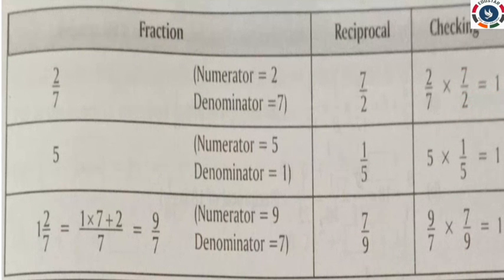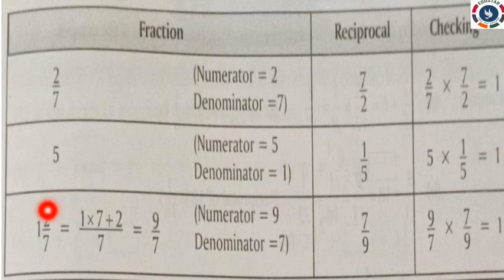5 is a whole number. The whole number is always in the numerator. So the numerator is equal to 5 and the denominator is equal to 1. We are not seeing the 1 below the whole number, but imagine that the denominator has 1. So what is the reciprocal of 5? That is 1 by 5. If you multiply 5 into 1 by 5, you will get the answer 1. So if we cancel the same value 5 and 5, you will get the answer 1.